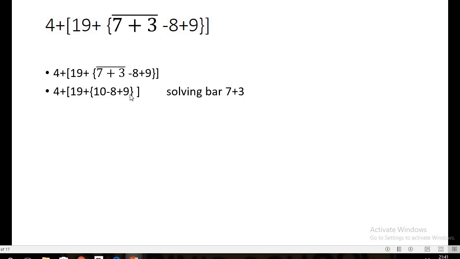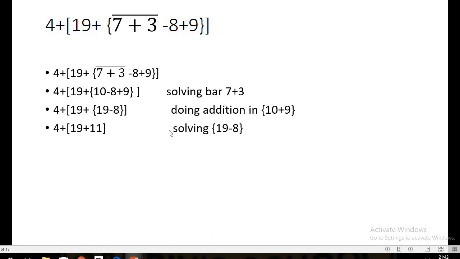So you have the innermost bracket as 10 minus 8 plus 9, in which if we apply BODMAS, we always first do addition. So we will first add 10 plus 9, which gives me 19, and then the innermost bracket has the operation 19 minus 8. Solving 19 minus 8 gives us 11. Now this bracket resolves into the answer 11.